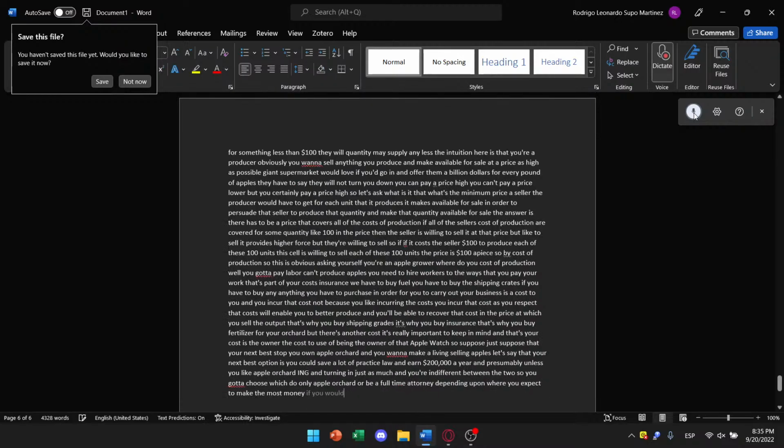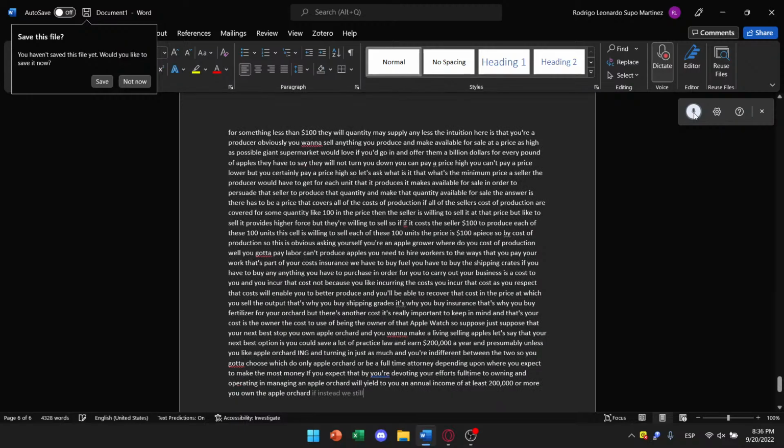If you expect that by devoting your efforts full-time to owning and operating and managing an apple orchard will yield to you an annual income of at least $200,000 or more, you'll own the apple orchard. If instead you believe it will yield to you less income than that, you'll drop the apple orchard and go practice law.